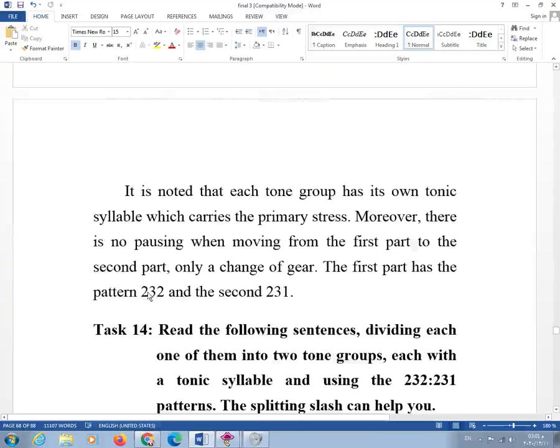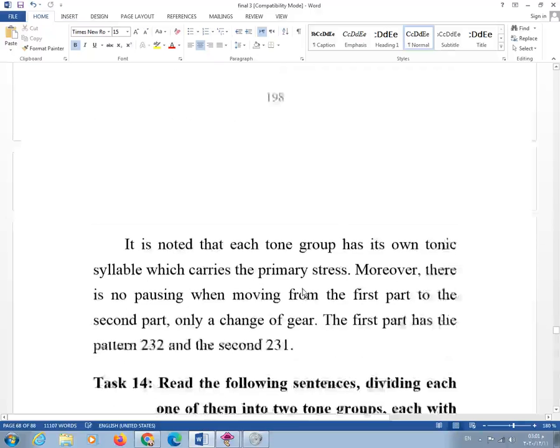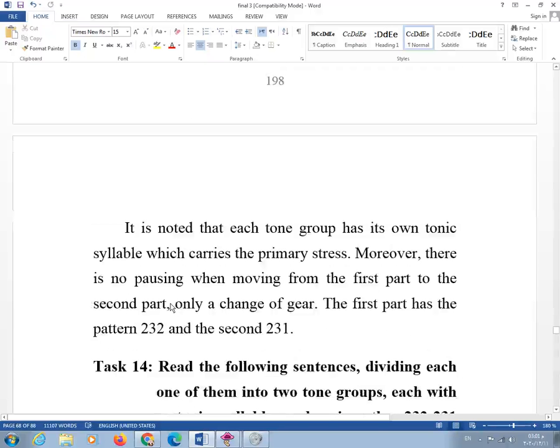And let's look at this. Yes, Bill can write. Pitch level number 2. We start with 2 and then we rise to 3 and then 2 again and then 3 and then 1. Okay. But you know, variation in pitch, this is intonation. Intonation is different variations in pitch. How our pitch goes up and down all through the pronunciation of a particular utterance or a particular tone group. This is intonation.